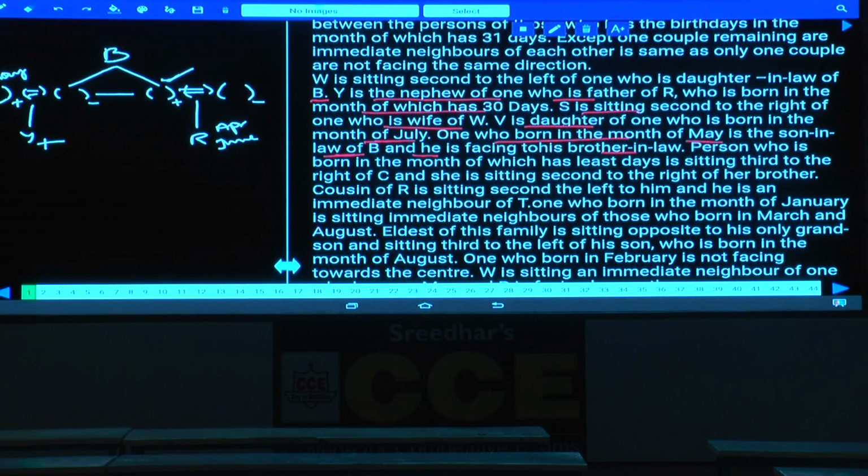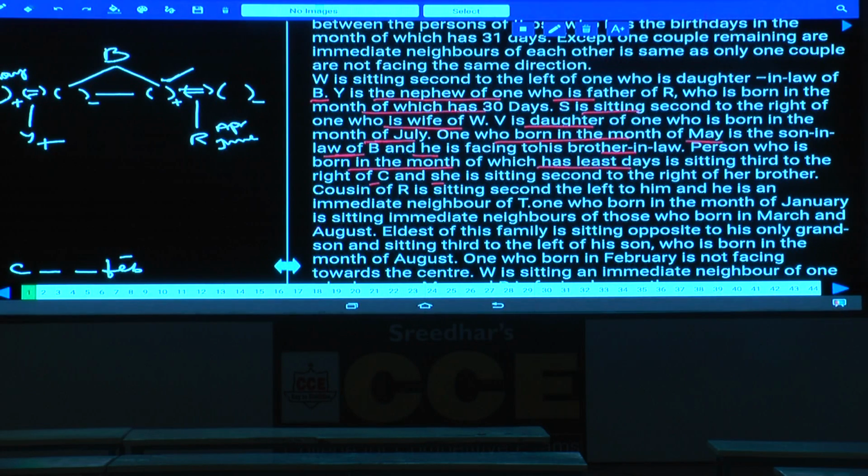And the person who was born in the month which has the least days, means February, is seated third to the right of C. Now third to the right of C, C is here. Now the person who was born in the month of February will be here. And C here is talking about whom? Here it is talking about the person who was born in the month of February, isn't it?